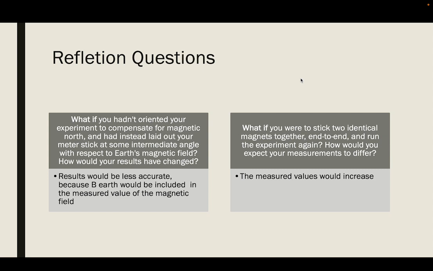Finally, some reflection questions. Answering the first question, as I have mentioned on the very first slide, since Earth has its own magnetic field too, the results would just be less accurate since we would include Earth's magnetic field in our measurements. In answering the second question, if we put 2 magnets end to end, we would expect the magnetic field to be greater than with 1 magnet. We would approximately expect the magnitude of the B field to double.